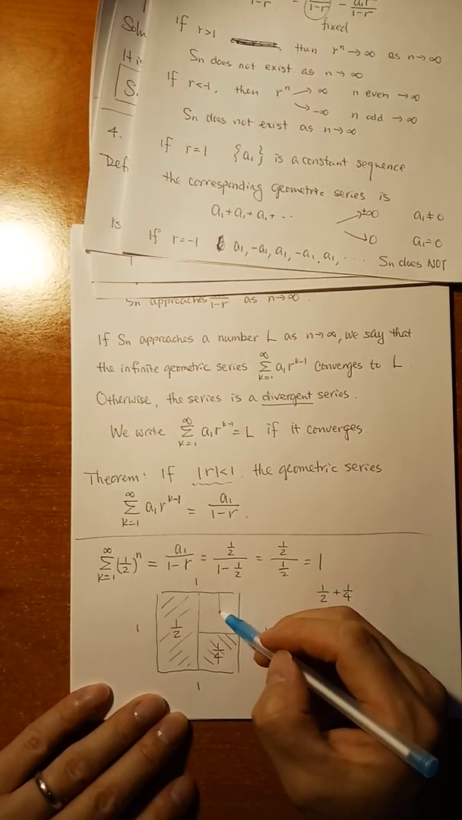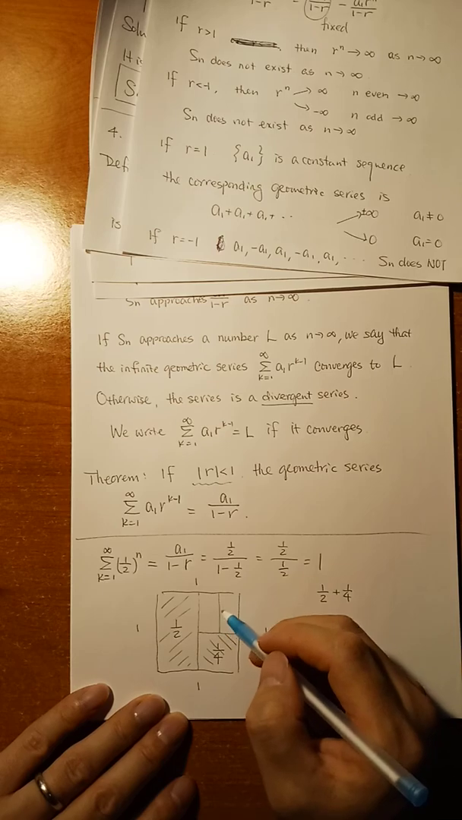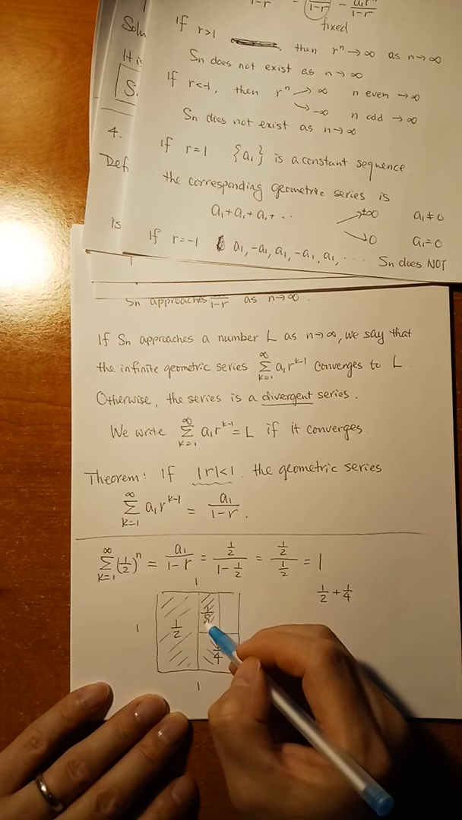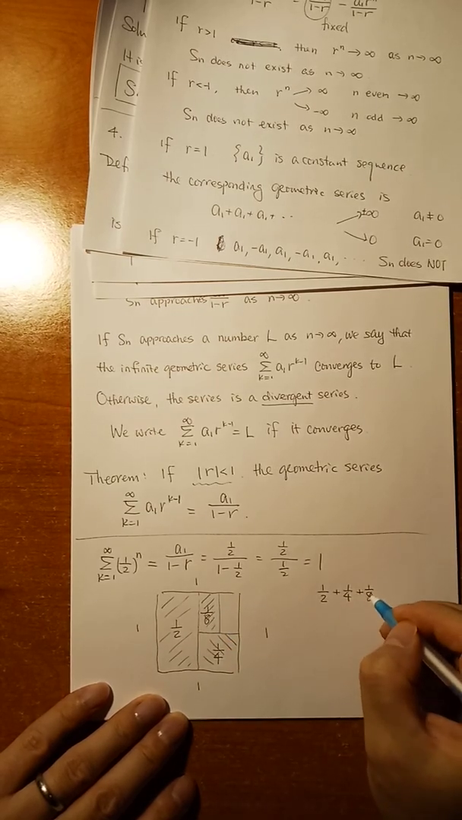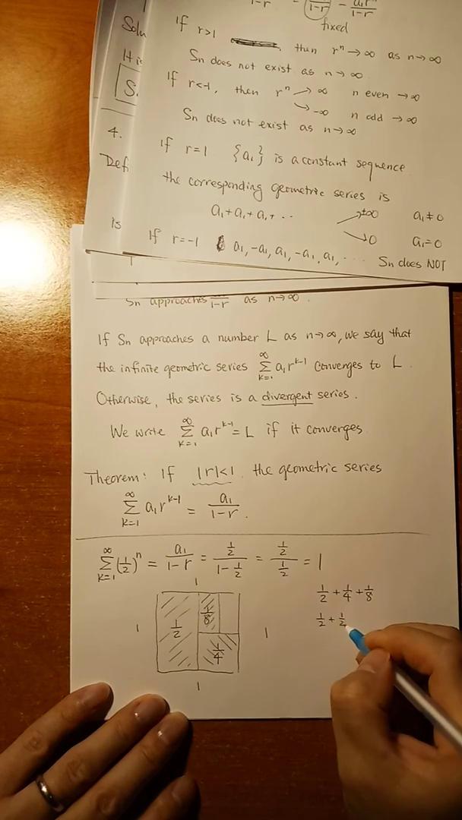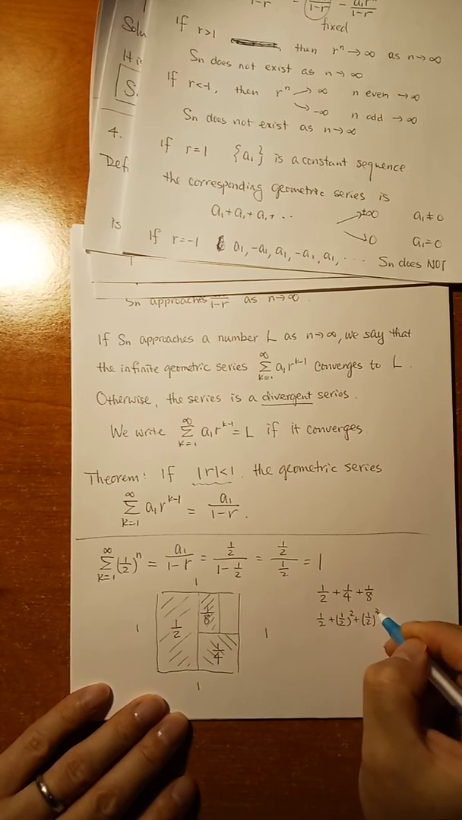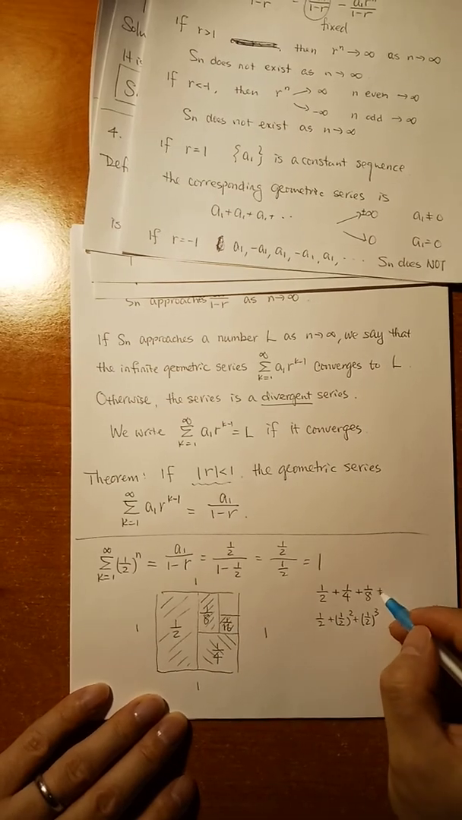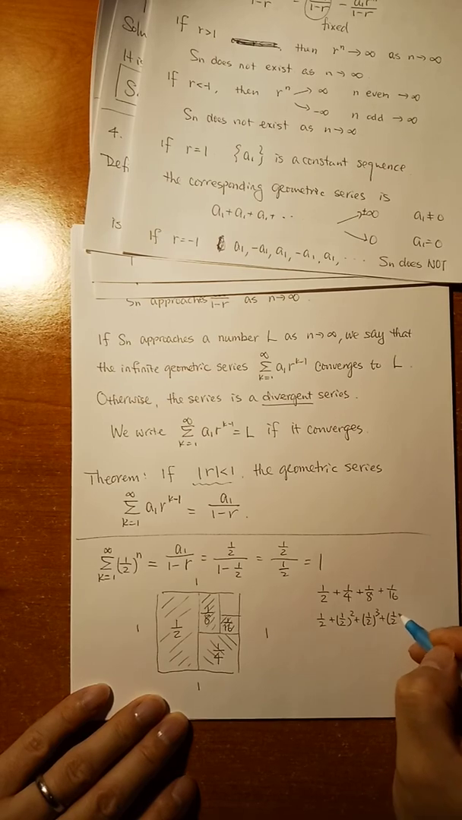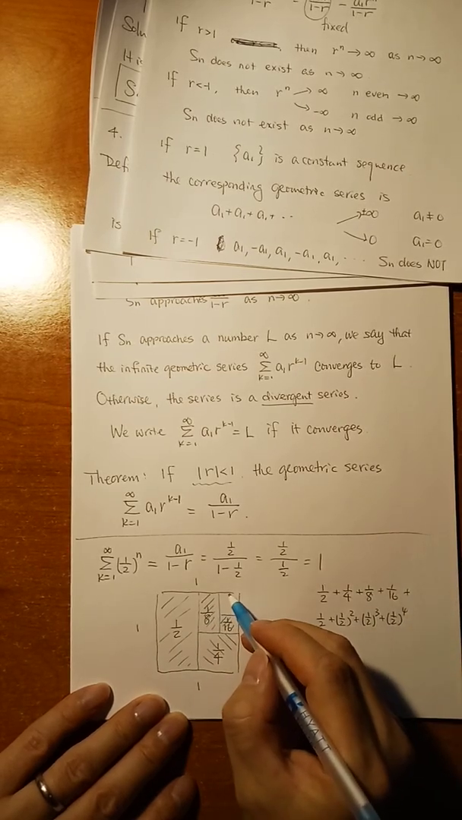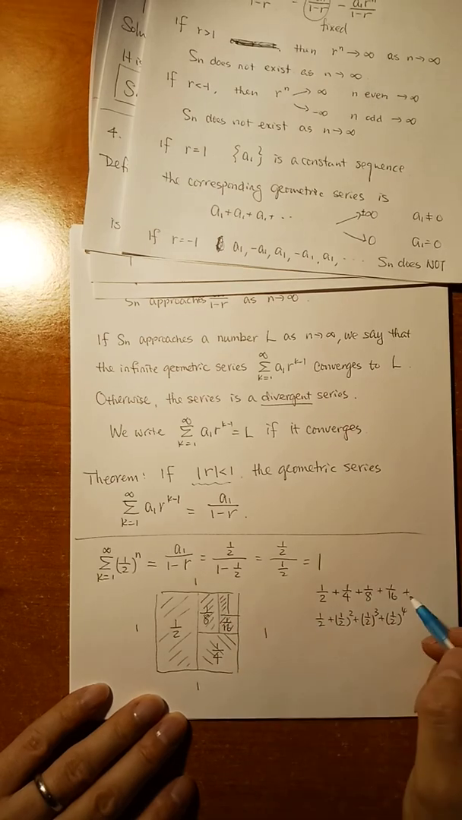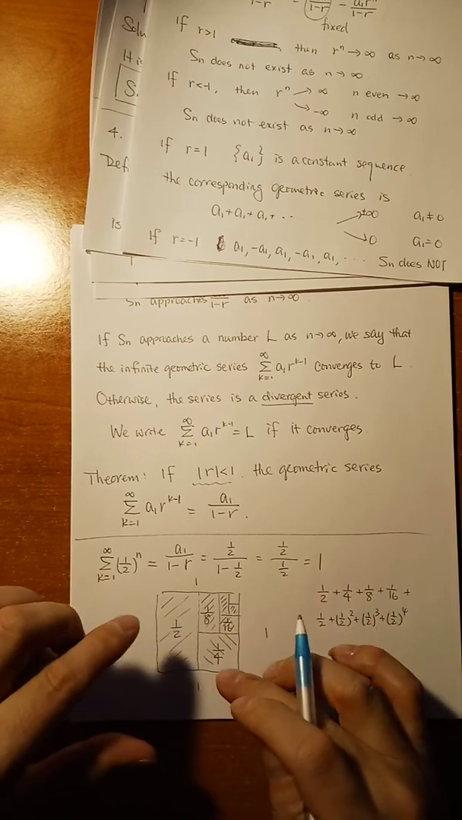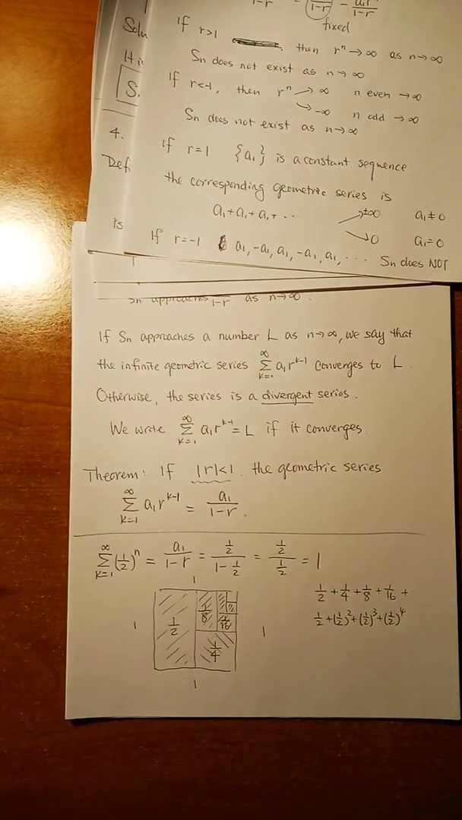And then let's continue this. For this top corner, we divide it into 2 parts equally, and this is 1/8. 1/8 is 1/2 cubed. Then you continue, and this is 1/16, which is 1/2 to the 4th power. You can continue this process. Every time you take a half, you get the next term. So you make this process infinitely many times.